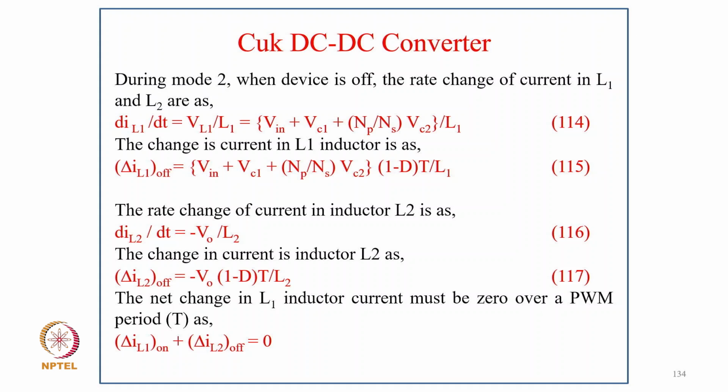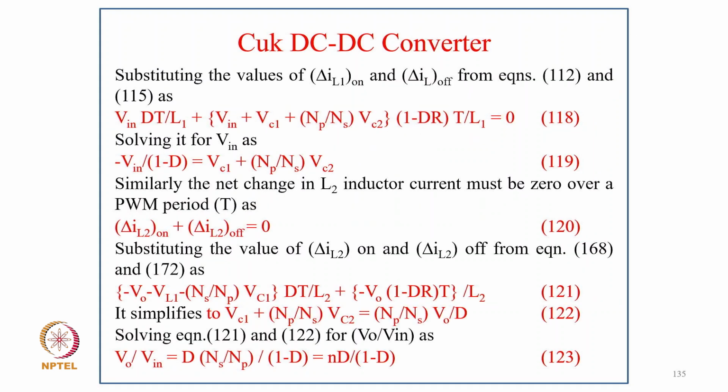So the net change in the inductor current L1 must be 0 over the period. So delta IL1 on plus delta IL1 off equal to 0. Substituting the values of delta IL1 on and delta IL1 off, it becomes Vin dT upon L1 plus (Vin plus VC1 plus (NP upon NS) VC2) into (1 minus d)T upon L1 equal to 0. Solving this, we get Vin upon (1 minus d) equal to VC1 plus (NP upon NS) VC2.